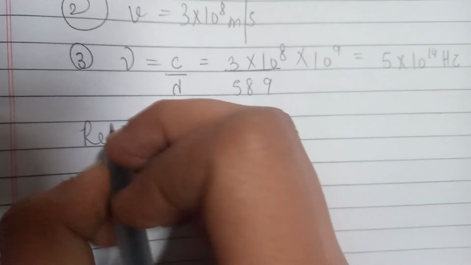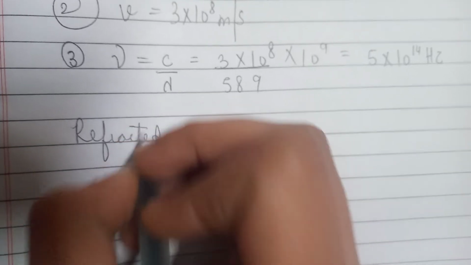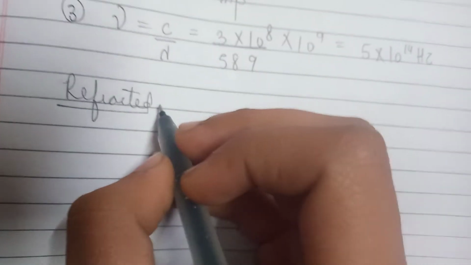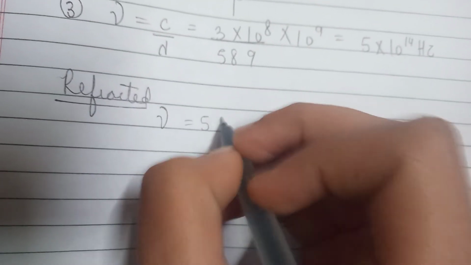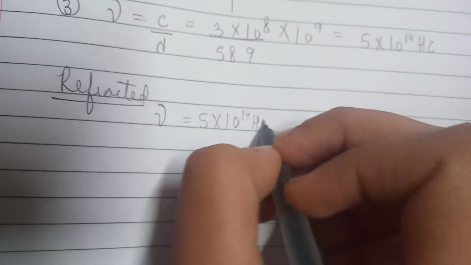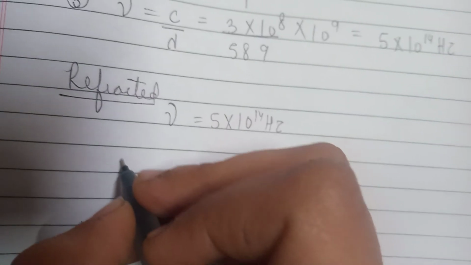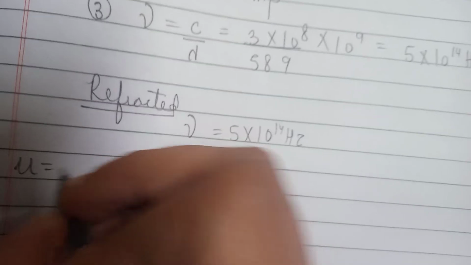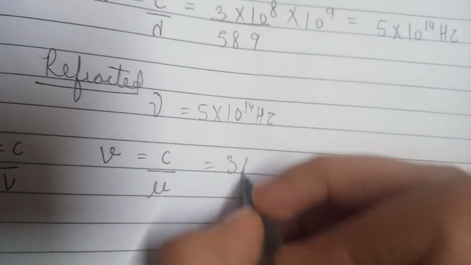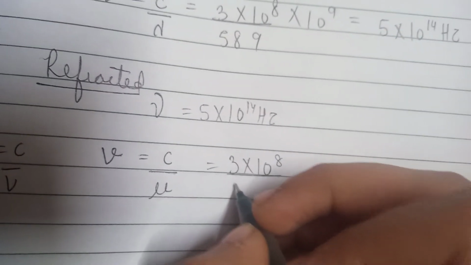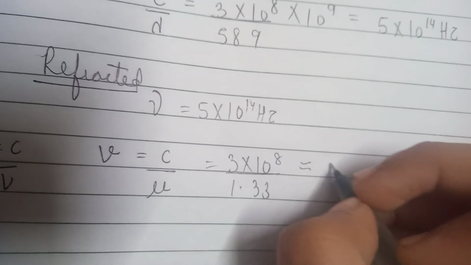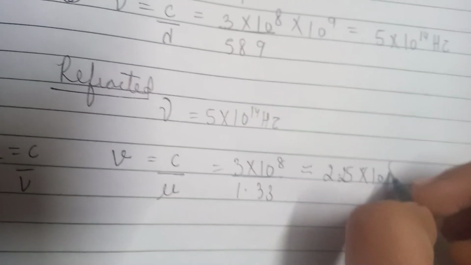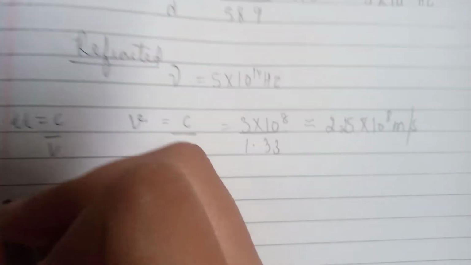Now when it is refracted, after refraction the frequency does not change, so frequency will remain the same, 5 into 10 raised to power 14 hertz. And we will calculate the velocity by C by mu, because we know that mu equals C by v. So v is 3 into 10 raised to power 8 divided by 1.33, which is approximately equal to 2.25 into 10 raised to power 8 meter per second.